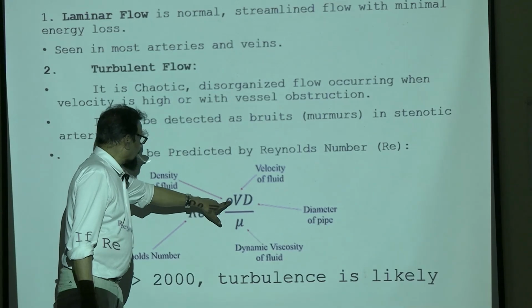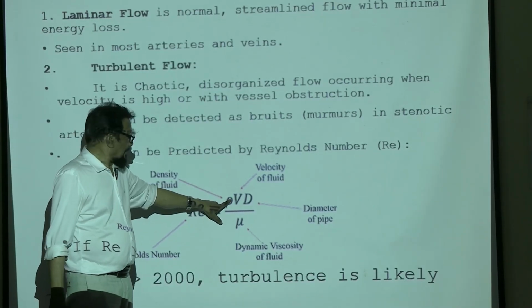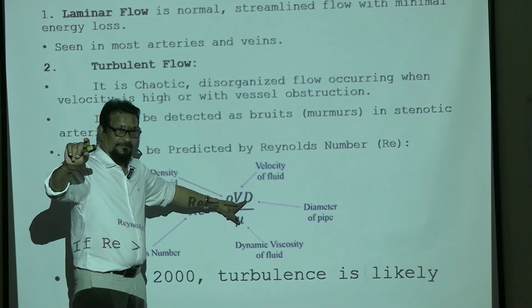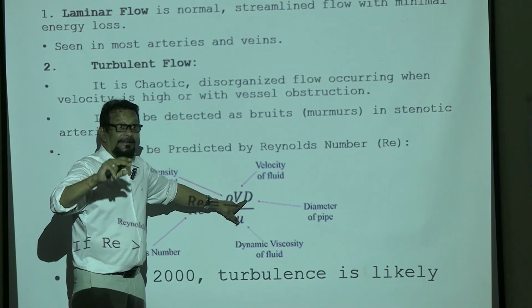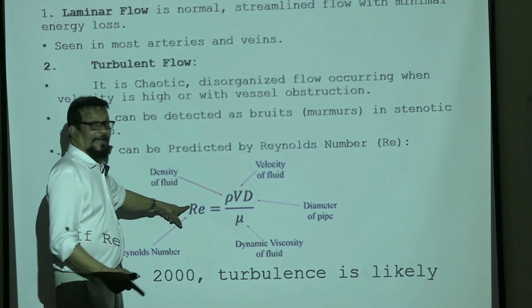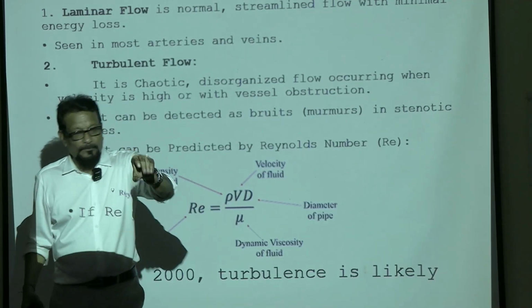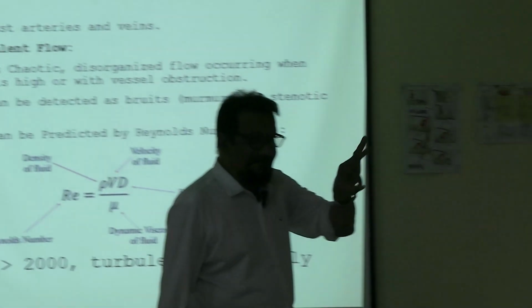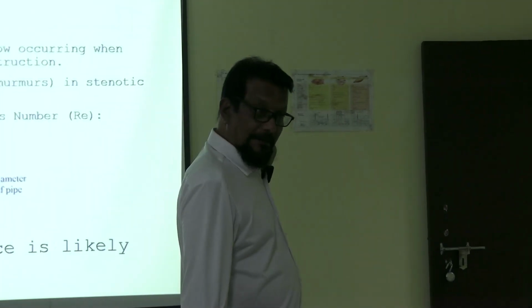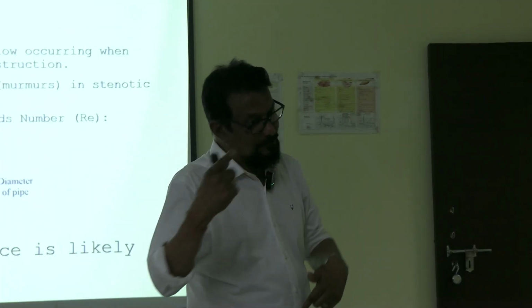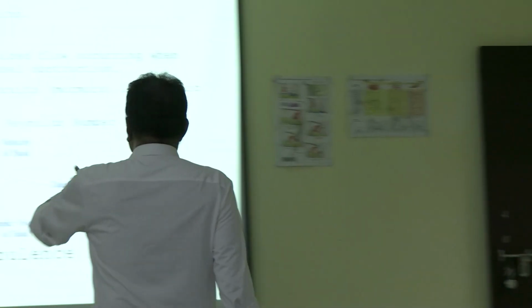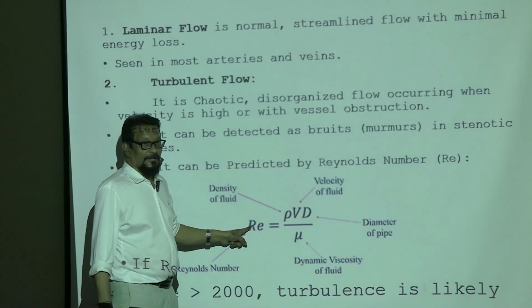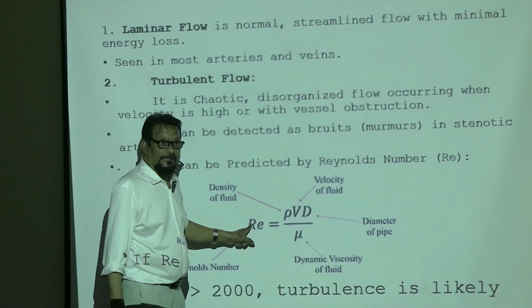It is equal to the density of the fluid, the velocity of the fluid, and the diameter of the blood vessels. The narrower the diameter, the more the chances of increasing the Reynolds number. The less the diameter, the more will be the Reynolds number, the more the chances of turbulence. The more the velocity, the more the chances of increasing this value.